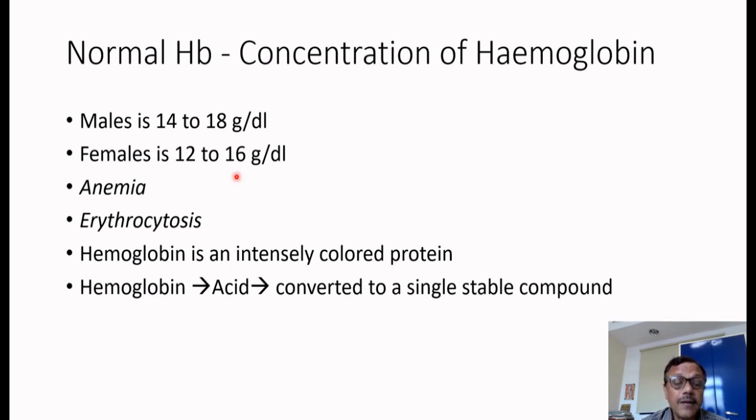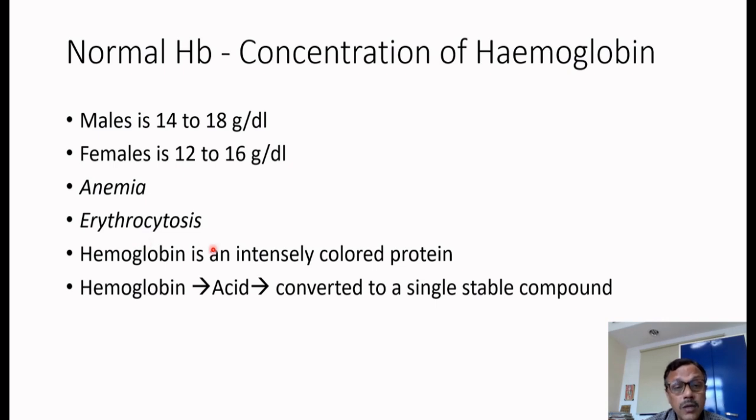erythropoiesis. Now if there is a lesser amount of hemoglobin, then anemia is going to happen, and there are different classifications of anemia that we are not discussing here. Now if there is an increased amount of RBCs, that is erythrocytosis, that means you have a large amount of hemoglobin.